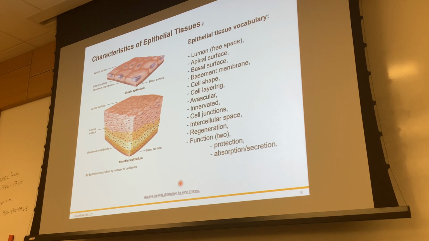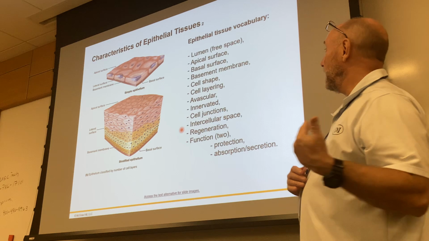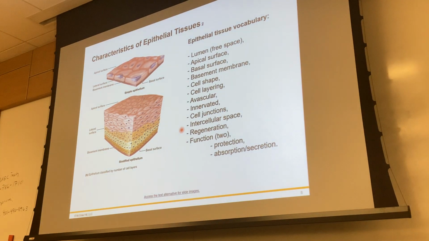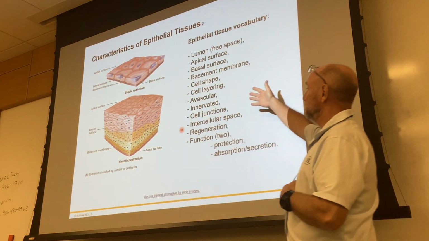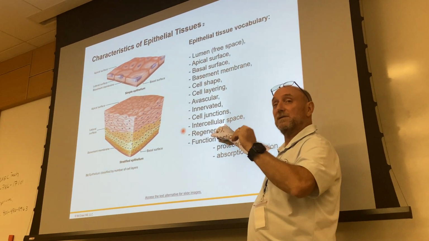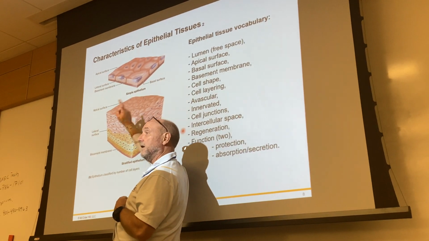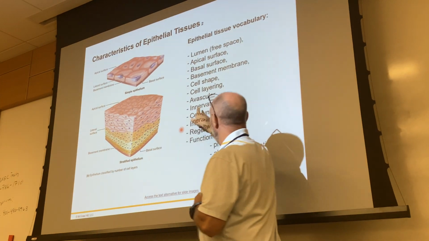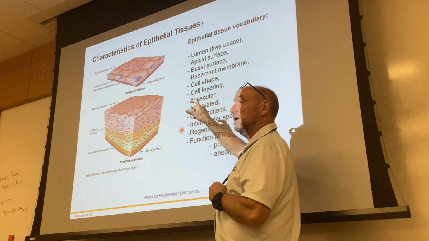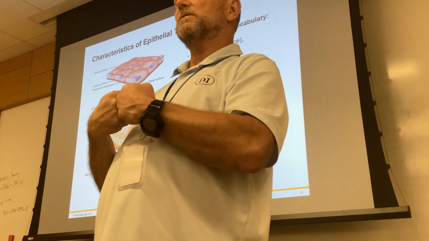And if you look at all the different terms on the right-hand side, I've just mentioned a lot. There's the lumen and apical surface, there's the basal surface and the membrane, there's the cell shape and the cell layering. I haven't talked about these things right here. Intercellular space is lacking. What does that mean? They're really close together. Because they're really close together, you also have to have something called cell junctions. What's a cell junction? We'll talk about the specifics of it. Basically, it's connections between cells.